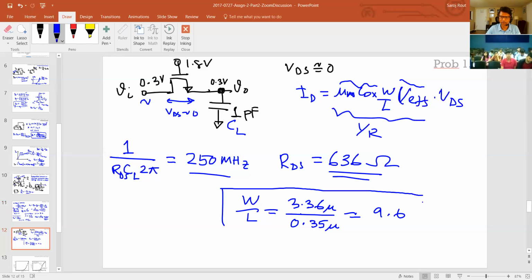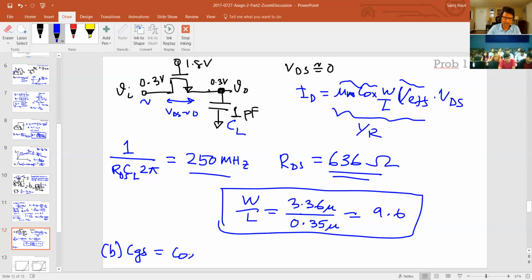Okay, so an obvious question you might ask is, why did I choose this L? You can choose any L you want, but it's just a waste of your area, for one thing. But if you see the second part of the question, it's asked you CGS, right? And CGS is COX times W times L. Now, you want this area to be the minimum because something is going to drive this, right? Like you could have a clock driver or something is going to be driving this. So you want this capacitor to be the minimum, which means that you choose your L to be minimum, and then whatever W is required to get your 636 ohm resistor.